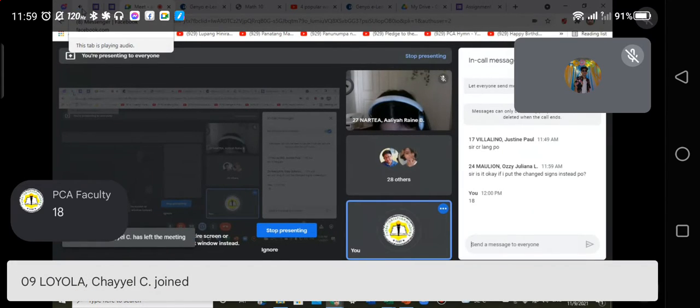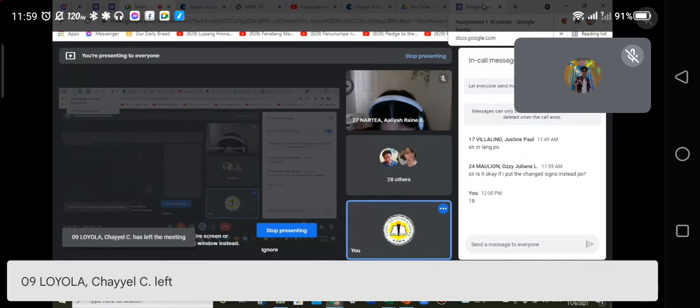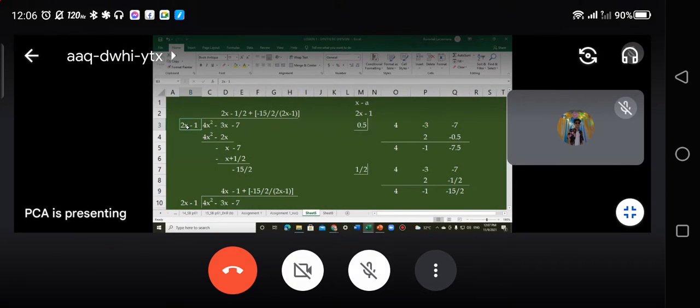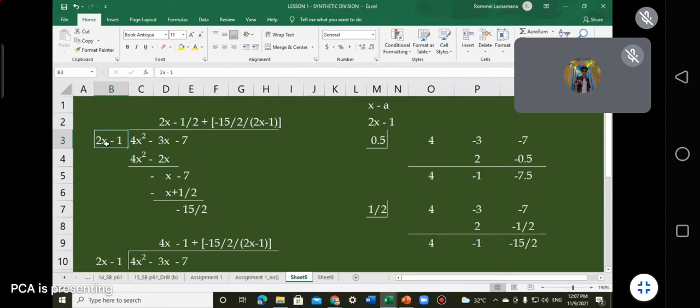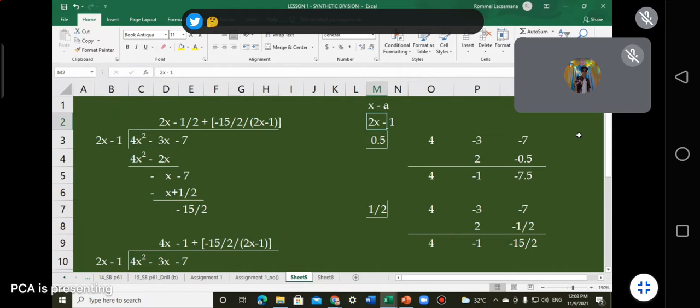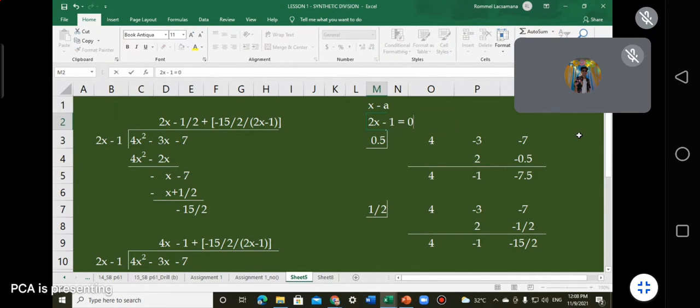Sorry, parang nawala. And divide it by what? It is a binomial that is linear, no? Okay, is 2x minus 1 a linear? Yes, it is, although there is a 2 there. Naintindihan? Okay, sige. Pero paano niyo malalaman kung ano yung x diyan? So, just equate it to 0, and then cut up.